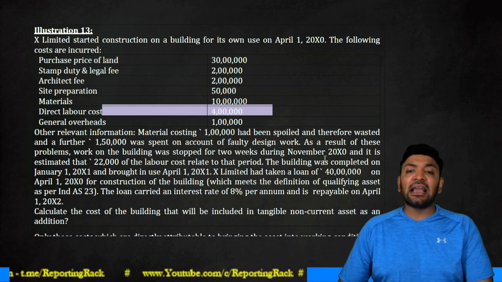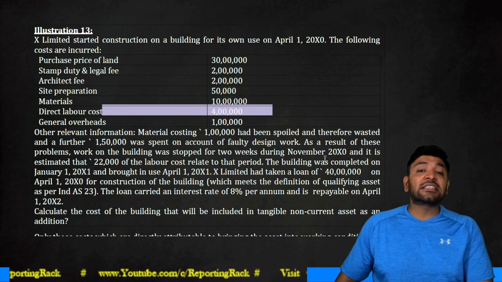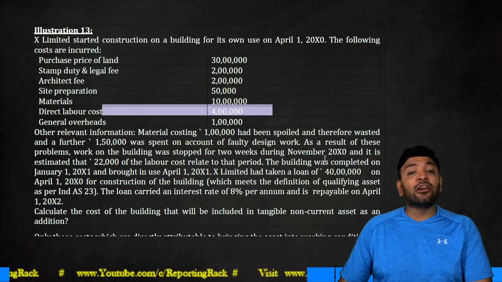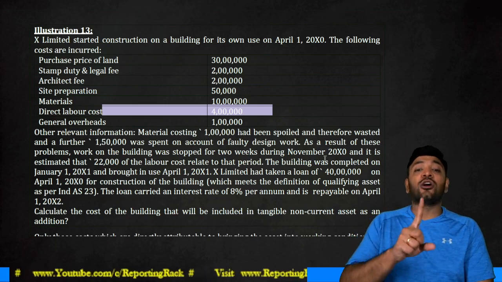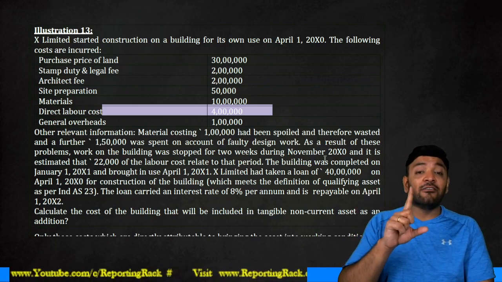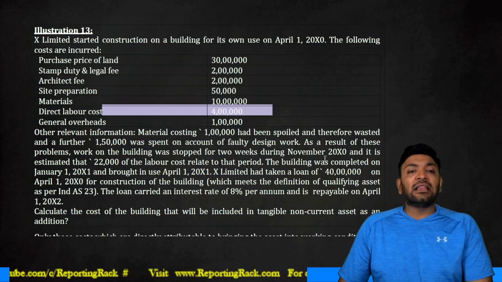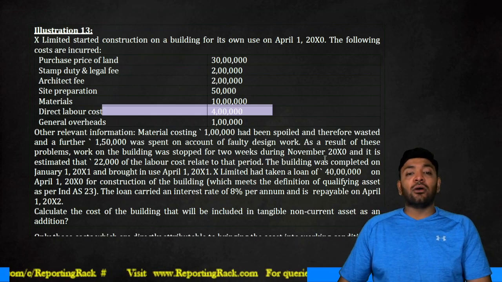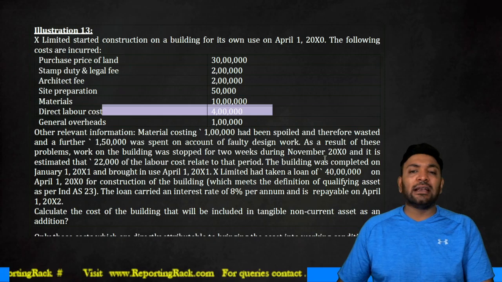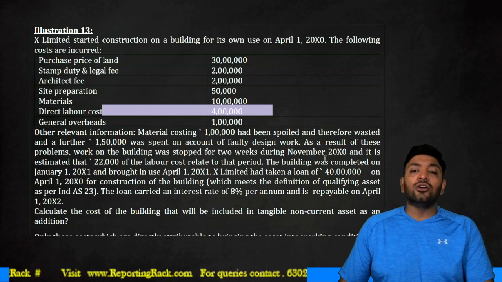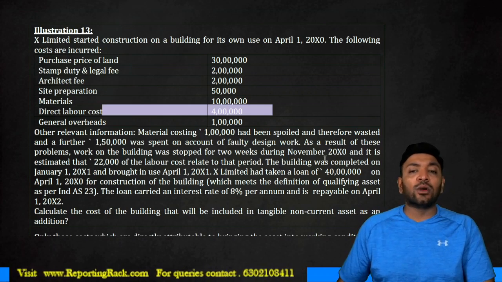Materials costing 1 lakh have been spoiled, therefore have been wasted. Wasted material cannot be included into the cost of the asset. Wasted material should be charged off to P&L, just like the testing which has gone wrong. Further 1,50,000 was spent on account of faulty design work. Faulty design work, but it is not wasted. So since it is only correction of what we have done, you can very much include it.